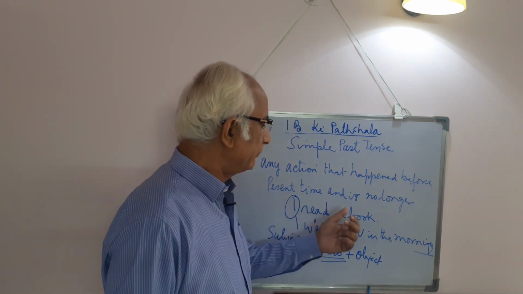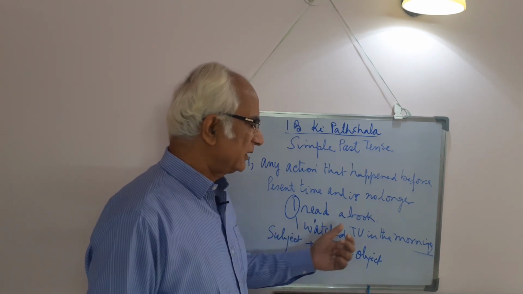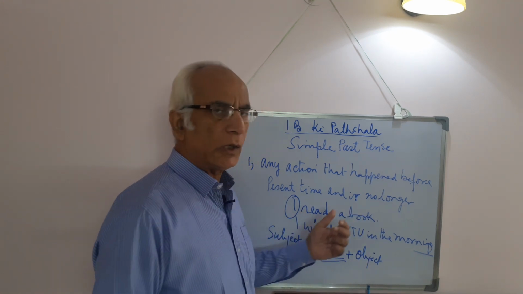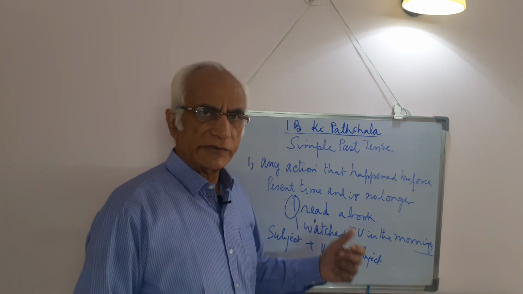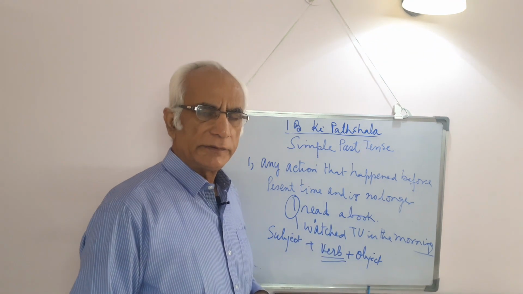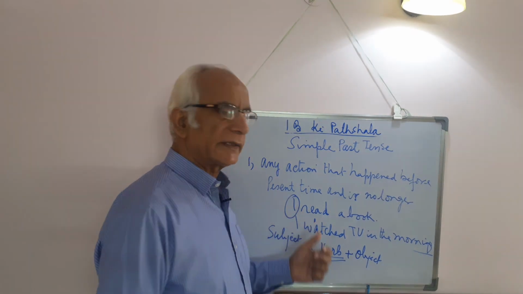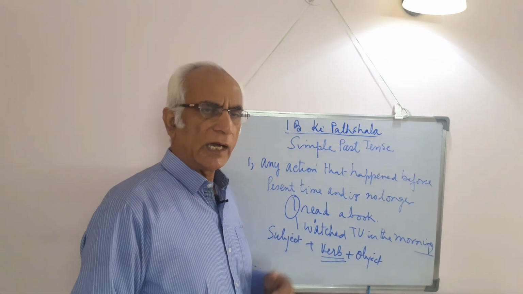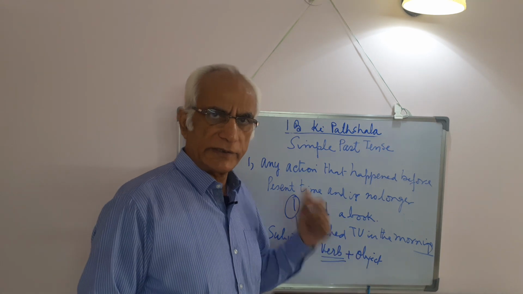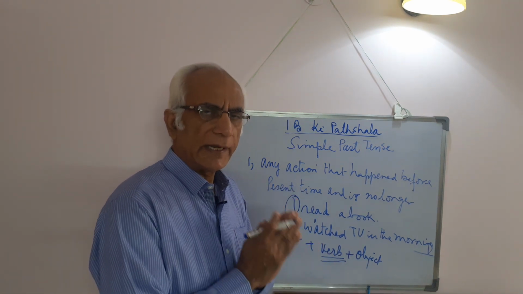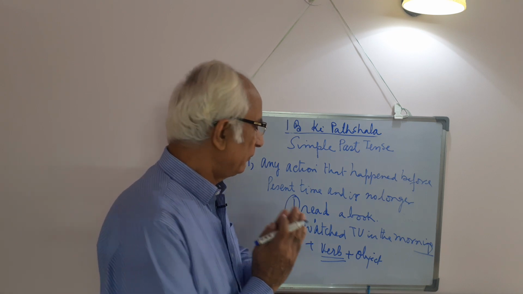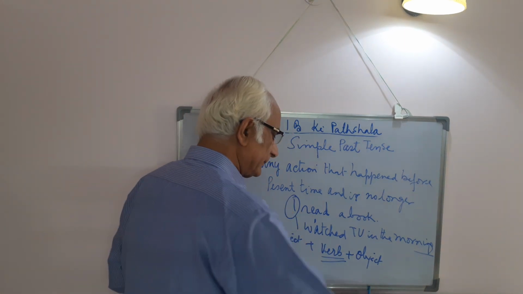I read a book. I watched TV. I played football in the evening. I played football yesterday. I went to market in the morning. I went to market yesterday. So we are using only the subject and then the verb which is in the past tense.